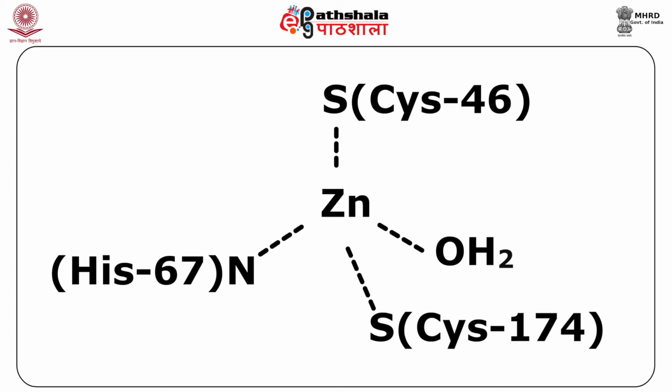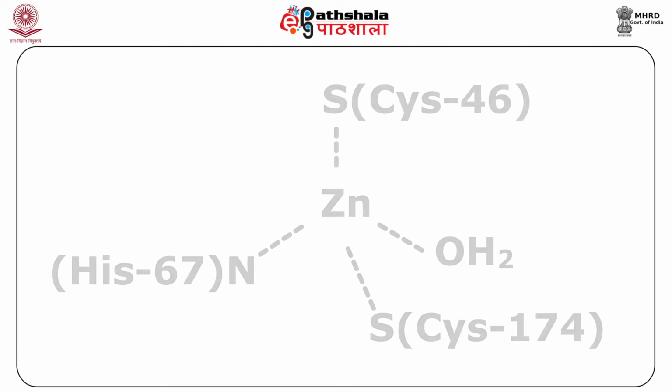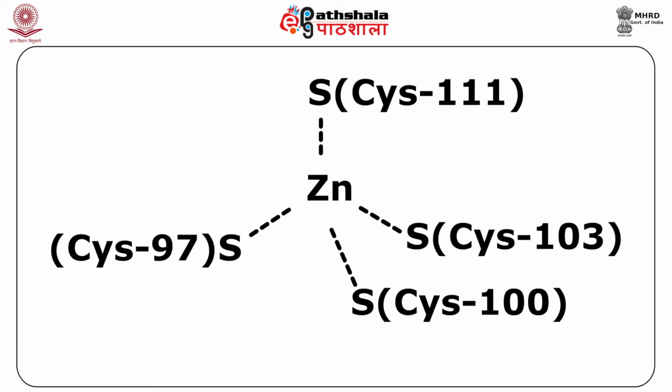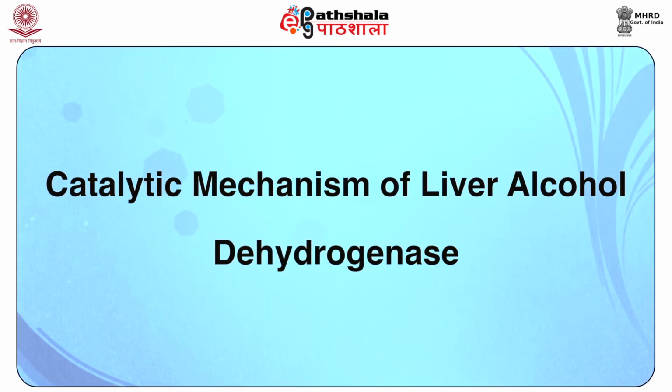It has a coordination number of 4 and is ligated to 2 cysteinate sulfur atoms from cysteine 46 and cysteine 174, one N-epsilon 2 nitrogen of histidine 67 and a water molecule. The coordination geometry is distorted tetrahedral. The structural zinc is close to the protein surface but inaccessible to the solvent. It is coordinated to 4 cysteine thiolate ligands, cysteine 97, cysteine 100, cysteine 103 and cysteine 111, in a regular tetrahedral arrangement. Let us now understand the catalytic mechanism of liver alcohol dehydrogenase.